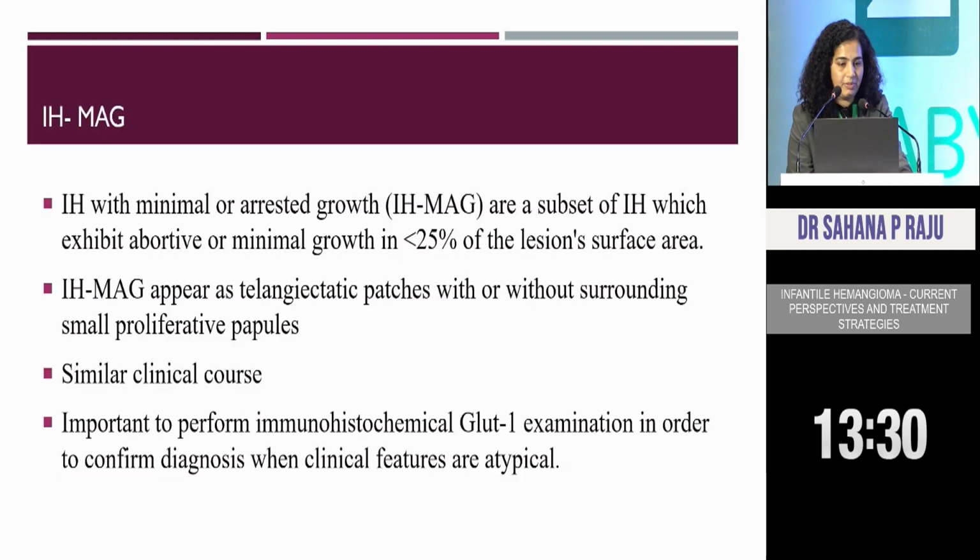So this subtype is something which is uncommonly seen, mainly by the dermatologist. So if you're suspecting infantile hemangioma and it doesn't look like one, you can always do a biopsy and do an immunohistochemical stain for GLUT1.